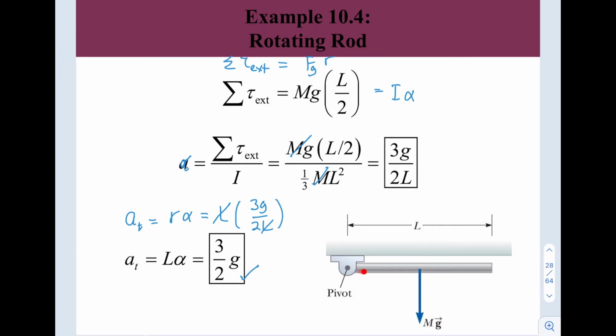And the I for a rod, where the axis of rotation is at one end of it, is 1/3 times mL squared. So we can simplify, cancel out the m. We are left with 3g over 2L. This is our alpha.